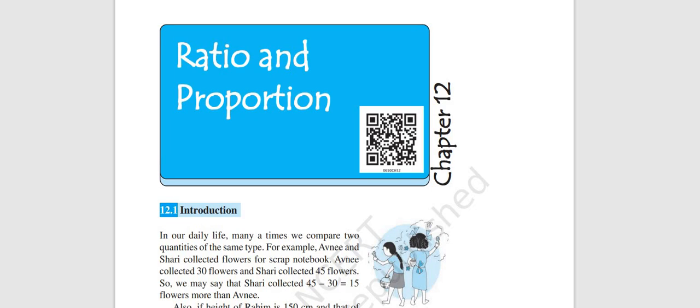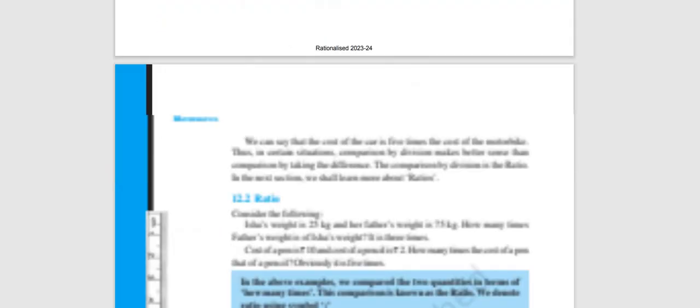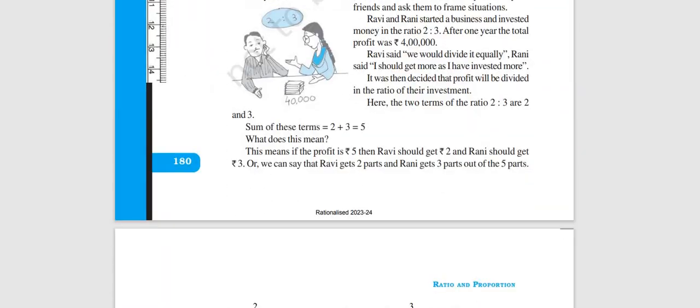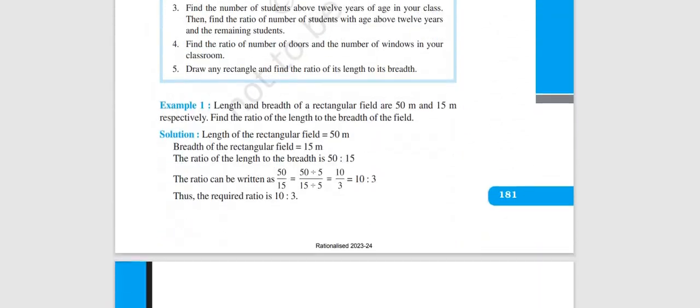Hi friends, today we are going to discuss exercise 1, chapter 12 of class 6, ratio and proportion. If you go through the exercise 1, look at here.